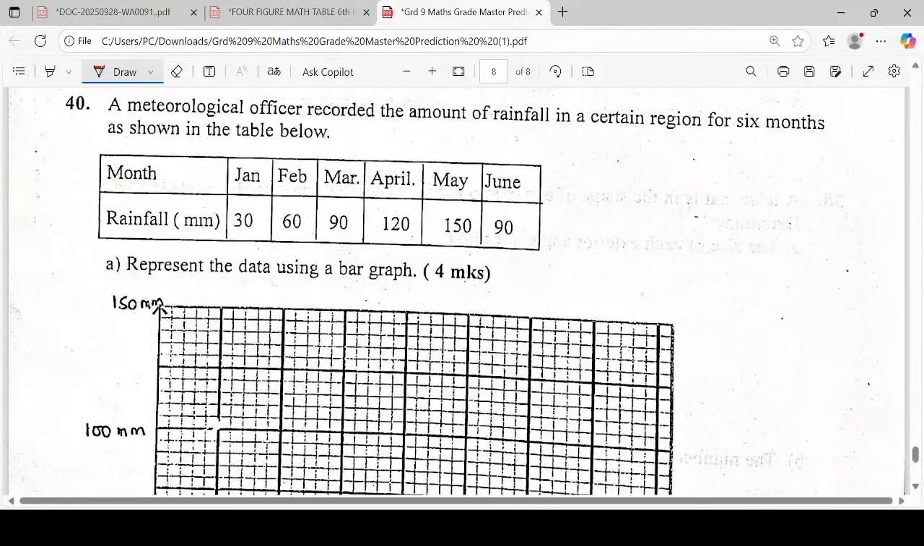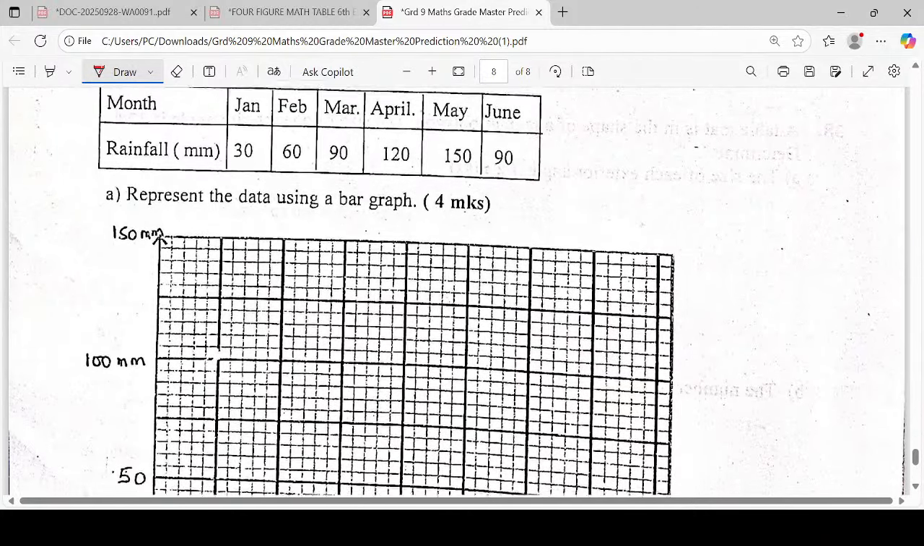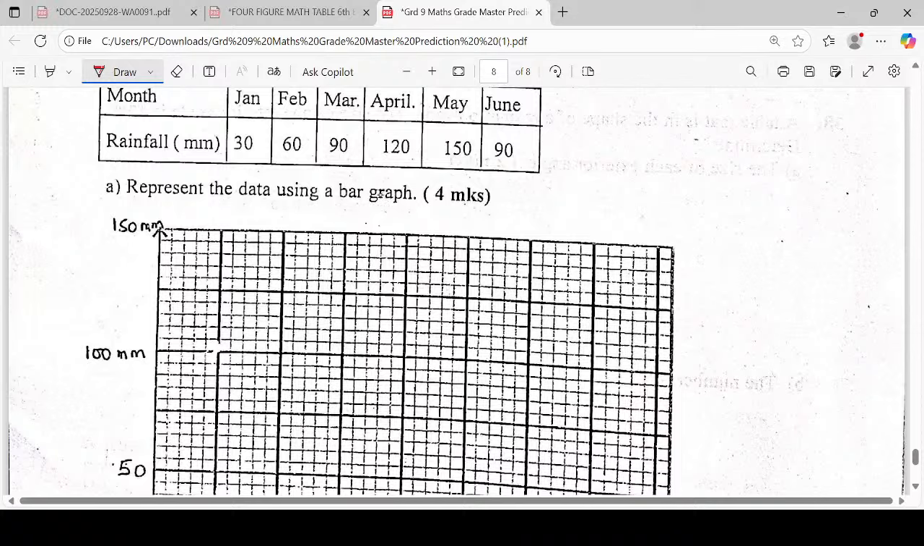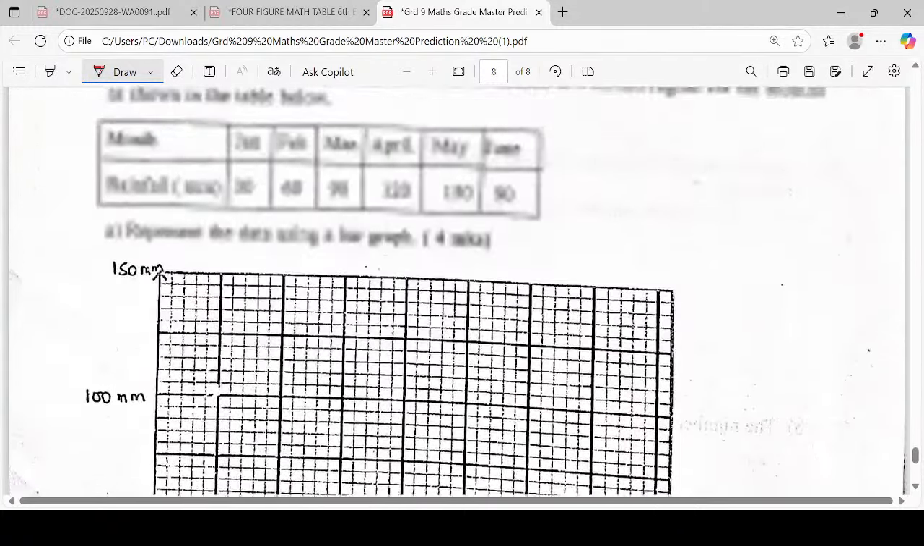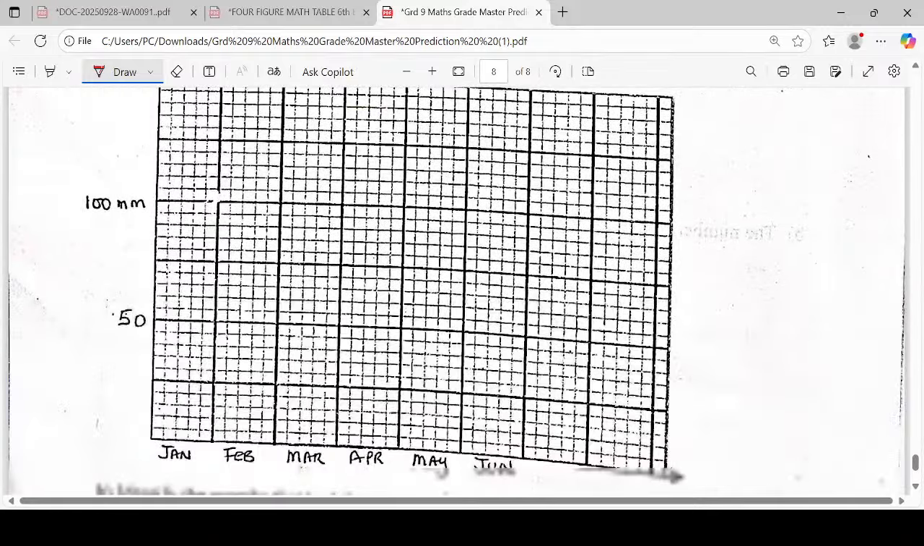Question number 40. A meteorological officer recorded the amount of rainfall in a certain region for 6 months as shown in the table below. You can see the number of months and the rainfall. Represent the information using a bar graph. This is using a bar graph, learners. So you can see January, we have a rainfall of 30.